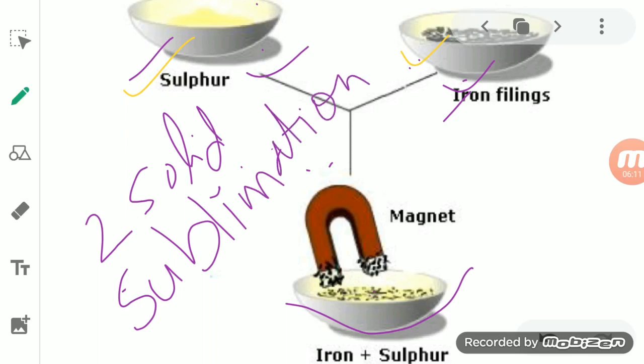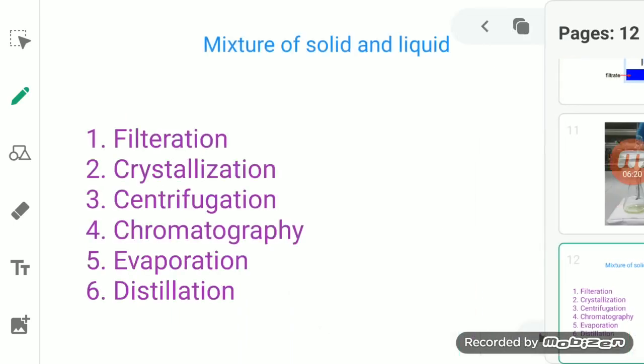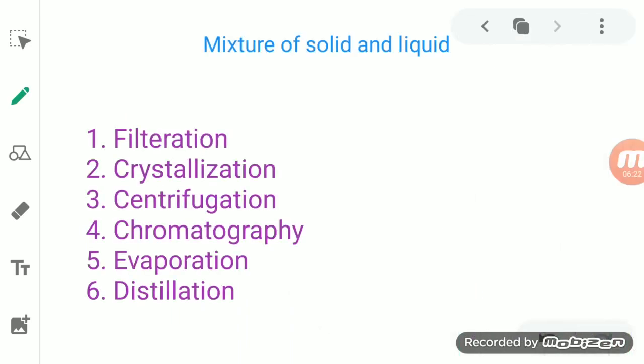And the third one is the magnetic separation, or by using a magnet. Now we will come to another type of mixture. This was the mixture when the solid component was there.